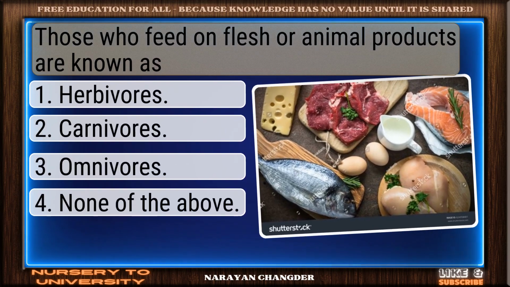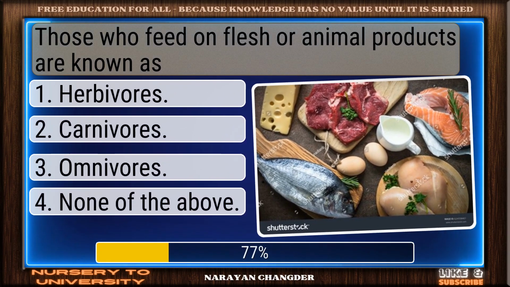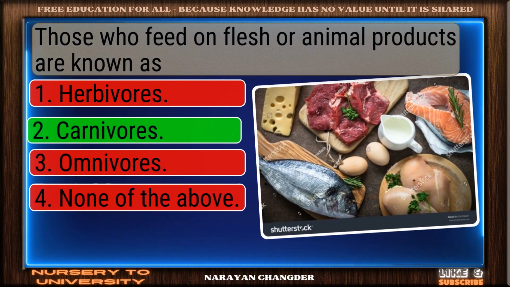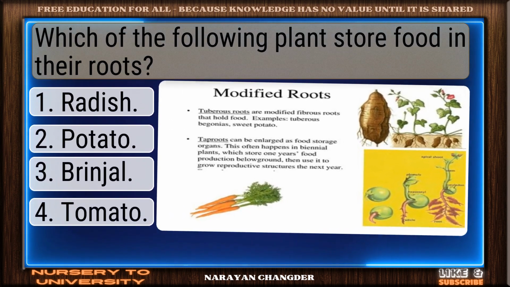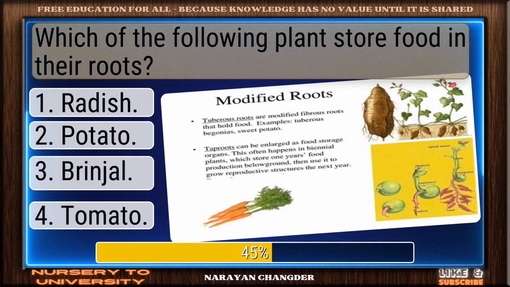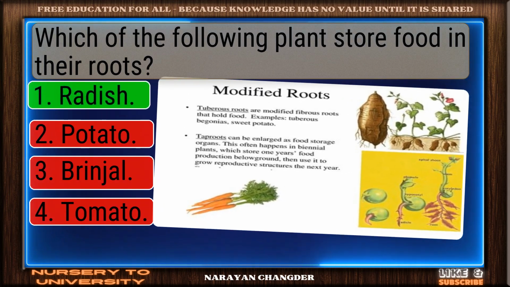Those who feed on flesh or animal products are known as. You got it. Your choice carnivores is right. Which of the following plants store food in their roots? Solid response. Radish is a valid choice.